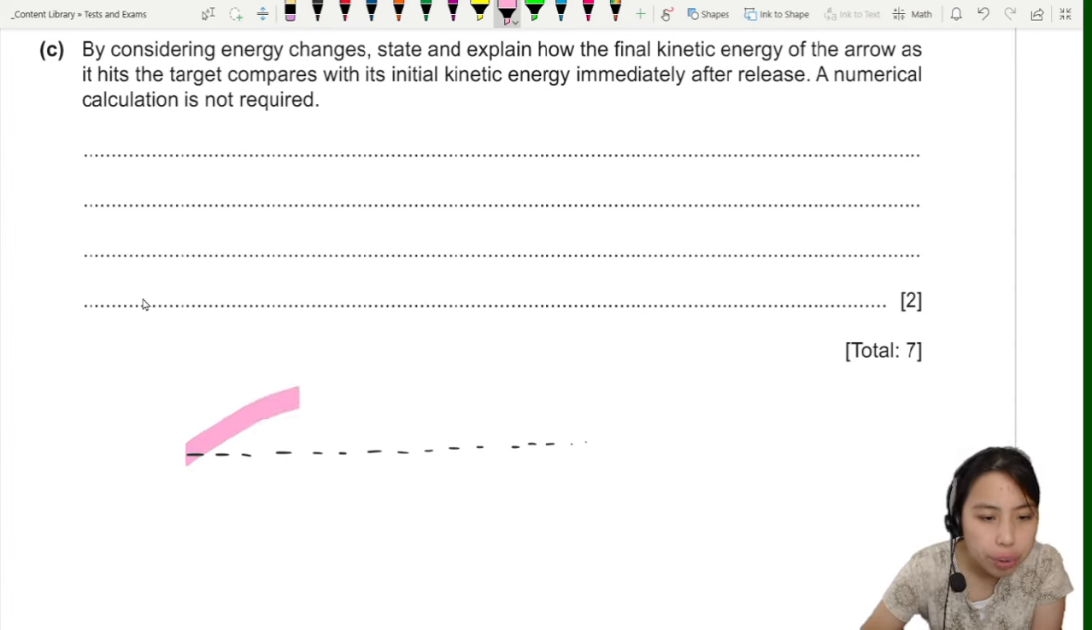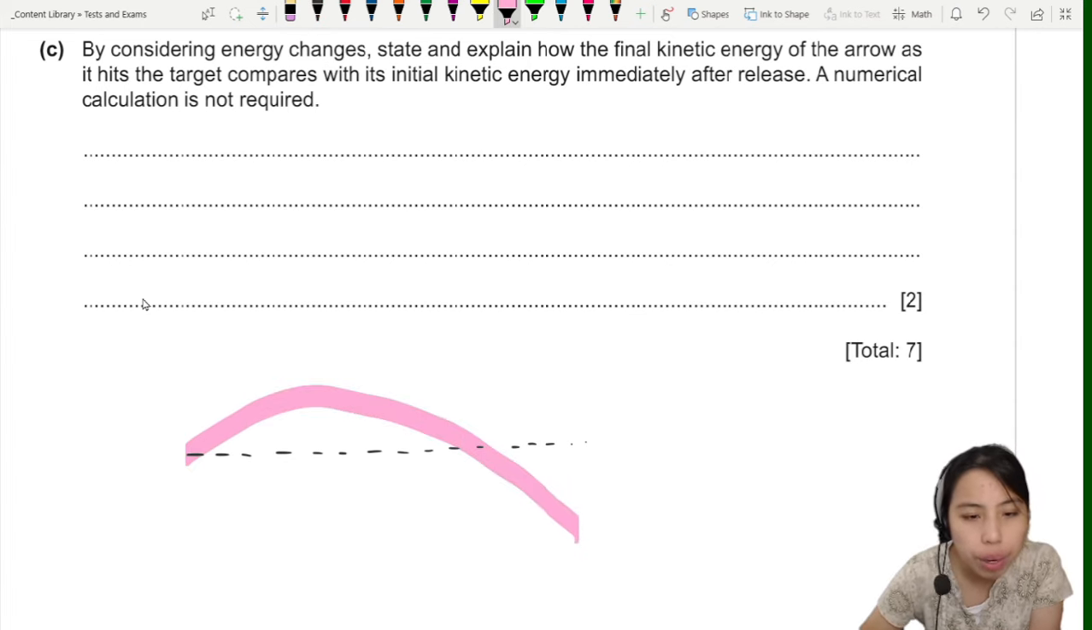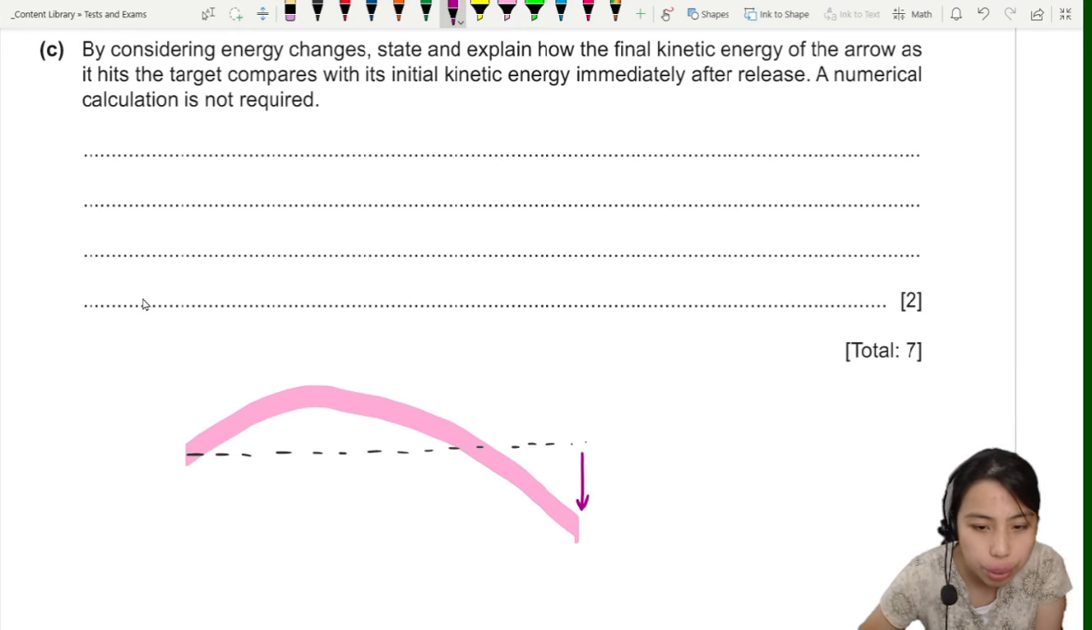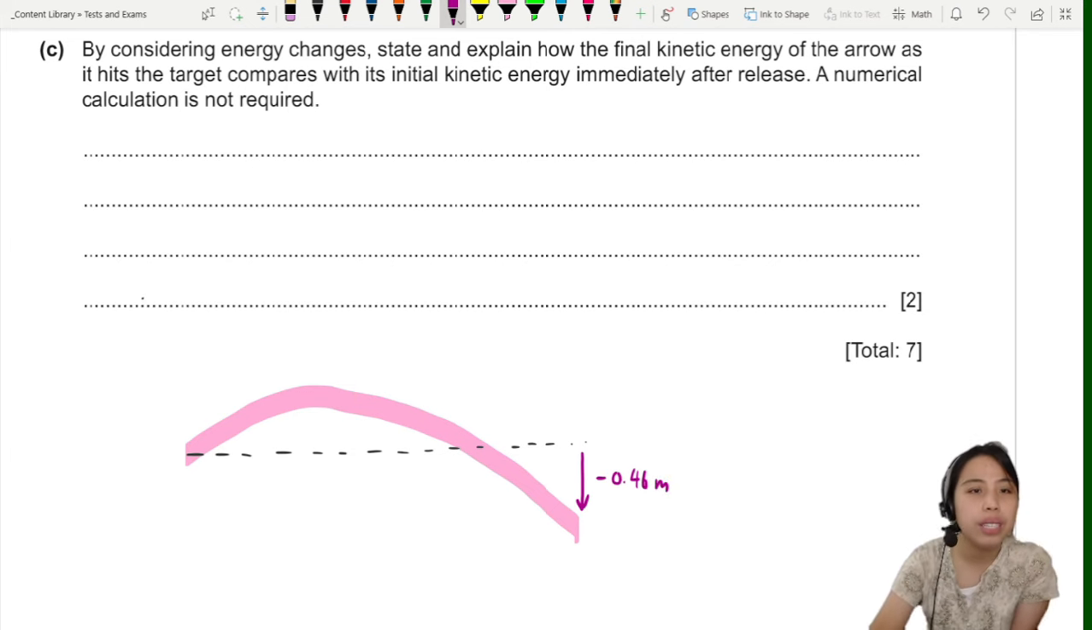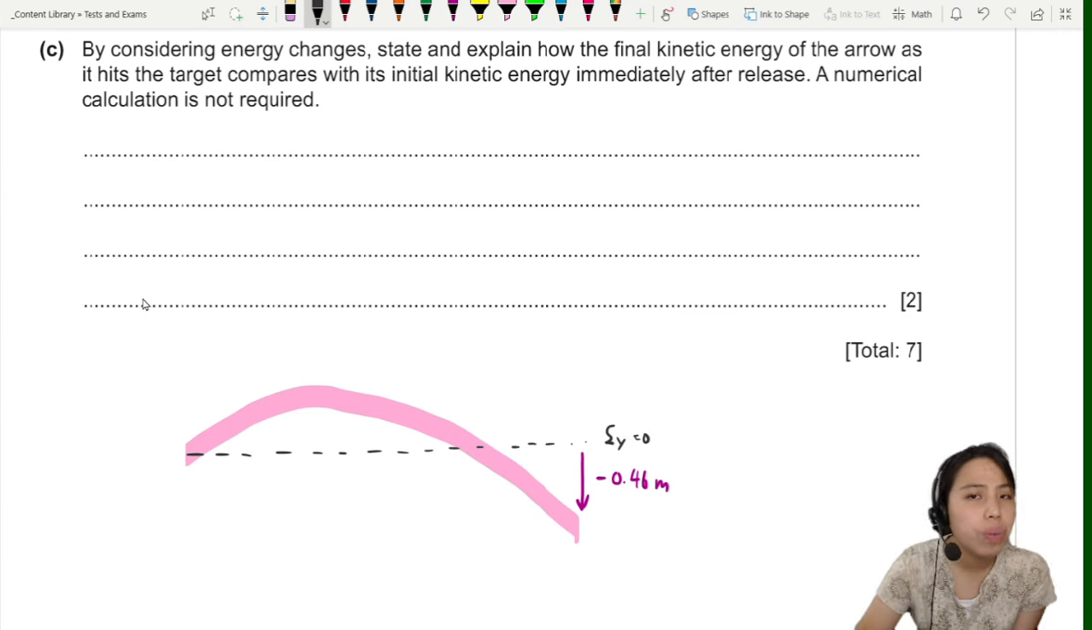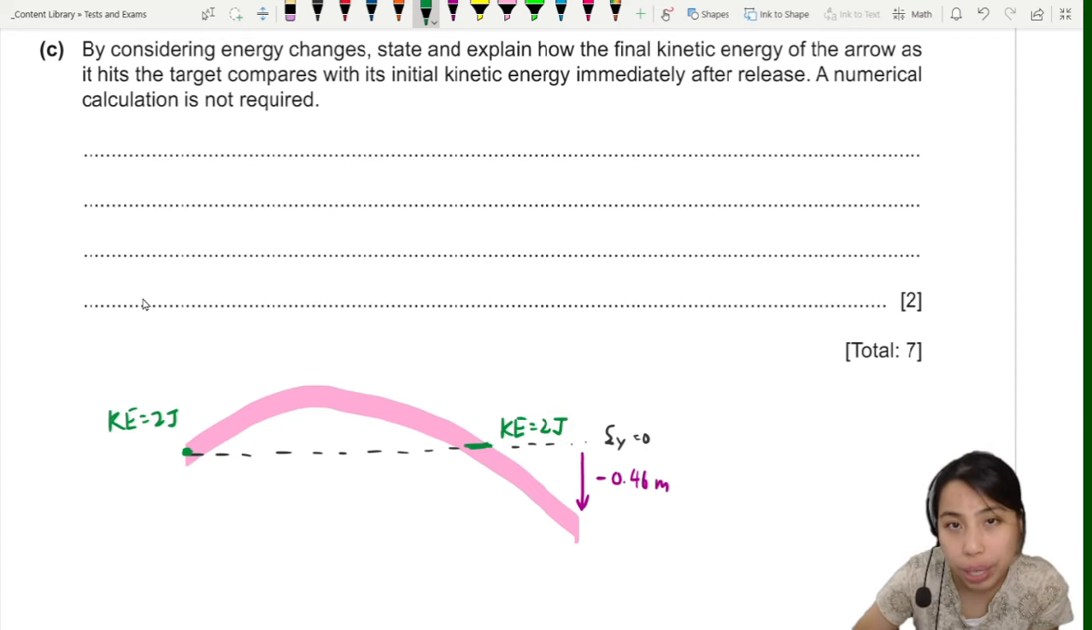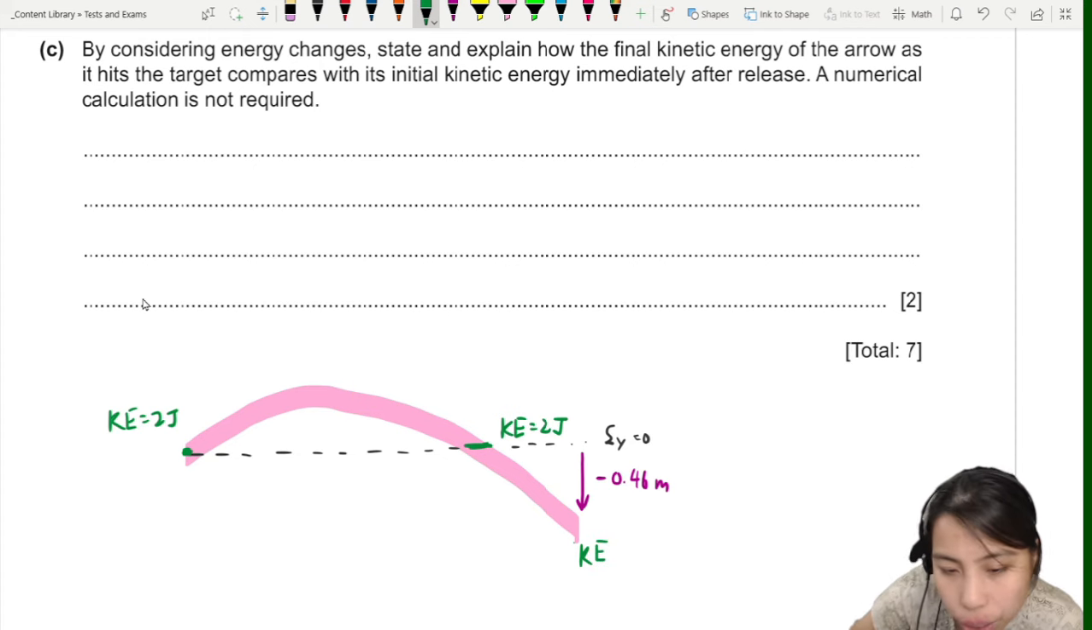I launch the arrow. It goes up, goes down a little bit below. So just now we calculated that this one goes below by 0.46 meters. Negative just means below the initial position of zero displacement. So, kinetic energy. Let's say I start here with a kinetic energy of, let's say, 2 joules. When I reach this same exact height, it should be a kinetic energy of also 2 joules. But then I go below the initial position, so this kinetic energy should be more than 2 joules.